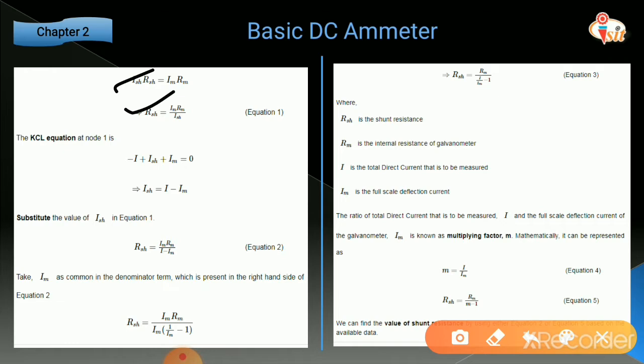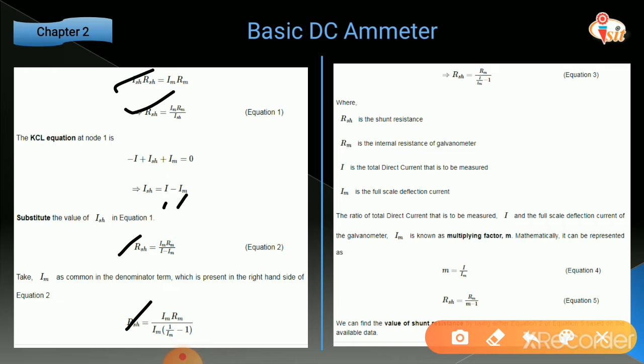Now it becomes minus I plus ISH plus Im equal to 0. Now take Im and minus I to the other side of the equal sign, so plus becomes minus and minus becomes plus. Now substitute this ISH in equation number 1. Then the final equation becomes RSH is equal to Im Rm upon I minus Im.